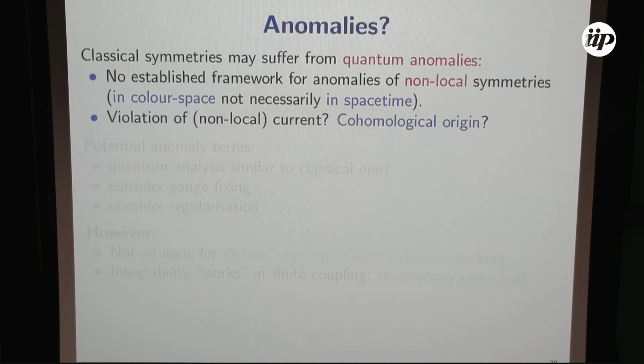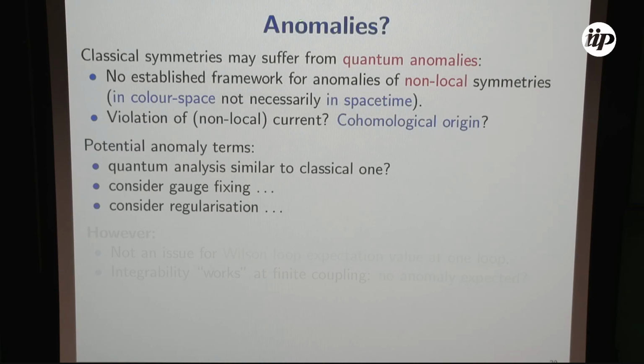So the question will then be, can there be anomalies? Can the classical symmetries suffer from quantum anomalies? Problem here is we don't really know how to formulate anomalies for such non-local symmetries. It's not really a non-local symmetry in space-time, it's more non-local in color space. We couldn't really formulate it as a violation of a non-local current because we don't know how to formulate the current for such a symmetry. But maybe there is some cohomological origin that you can use to formulate the anomaly. This anomaly consideration would again be similar to the one at the classical level that I showed you earlier. But here you should be a bit more careful in considering regularization and gauge fixing.